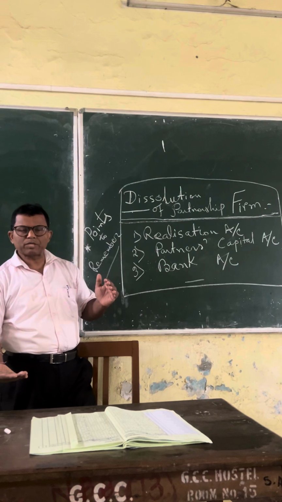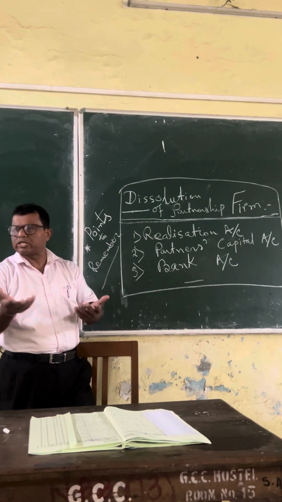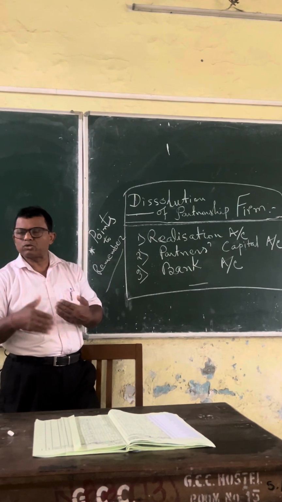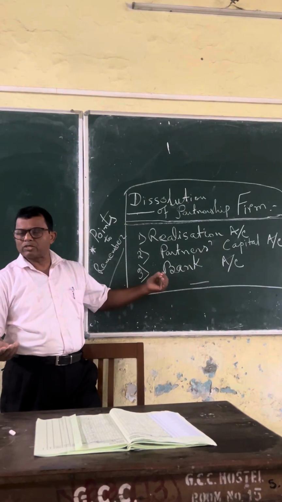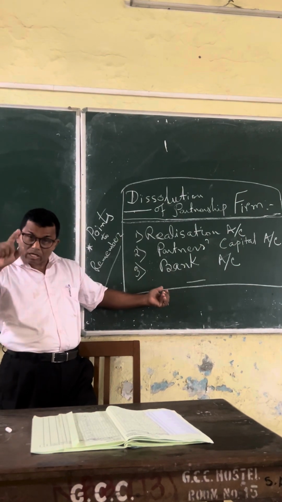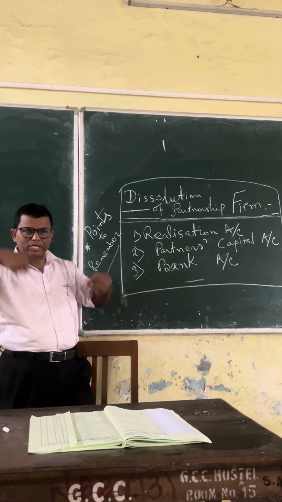In the adjustment, it will be given that assets are sold at this price. So when assets are sold, you debit the bank account and credit the realization account. So on the bank account debit side, you write "to realization, assets realization." And in the realization account, you write "by bank," the opposite double entry.